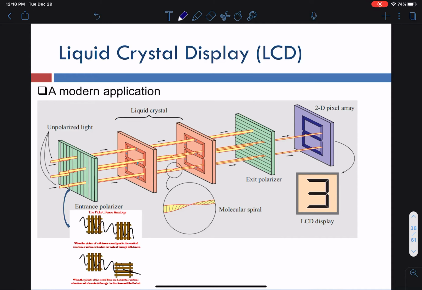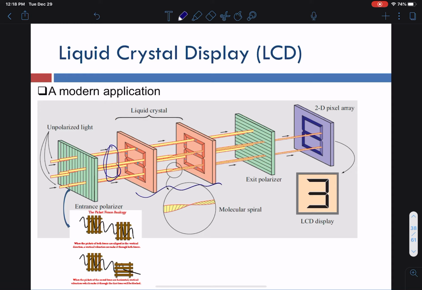Another application of electromagnetic fields is the LCD, liquid crystal display. Most of the things we have around us have some kind of LCD or OLED. We're not going to get to OLED now; we'll get to it later on. How does an LCD work? You have a filter over here. When light comes in, the filter removes the horizontal component and only the vertical component goes through.